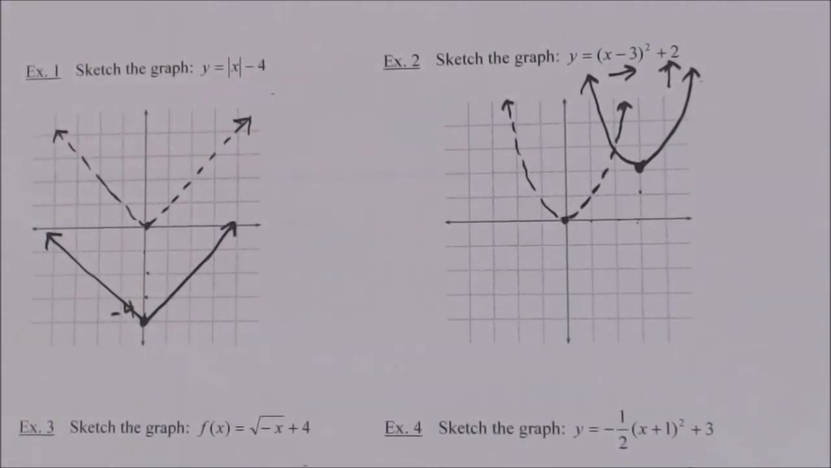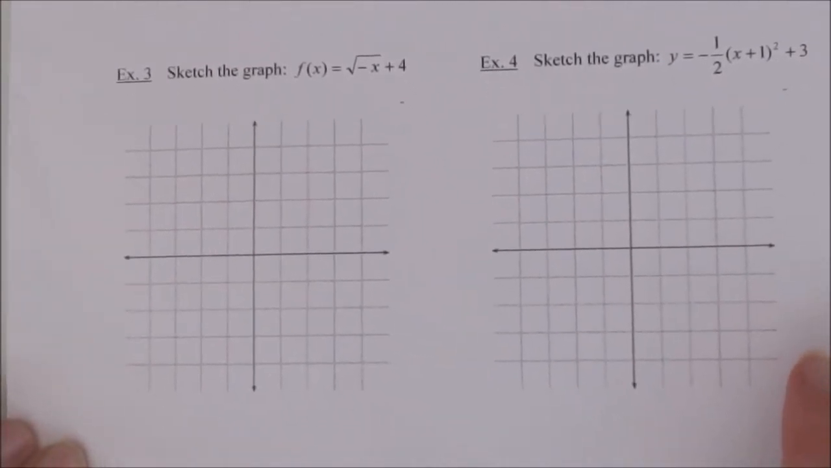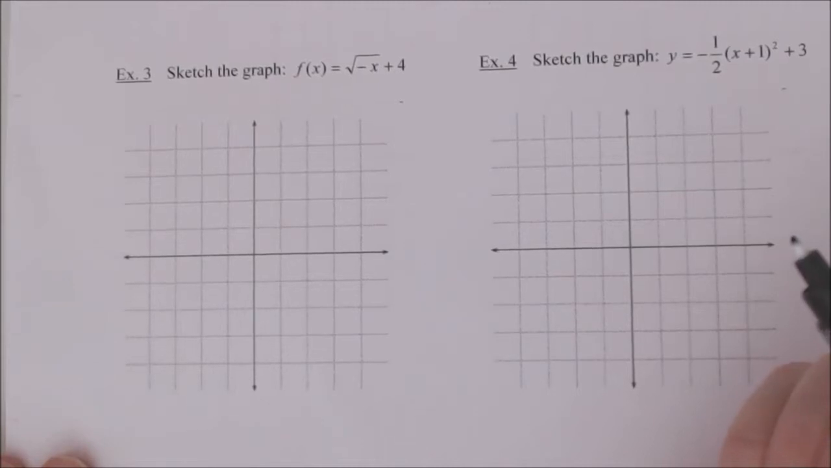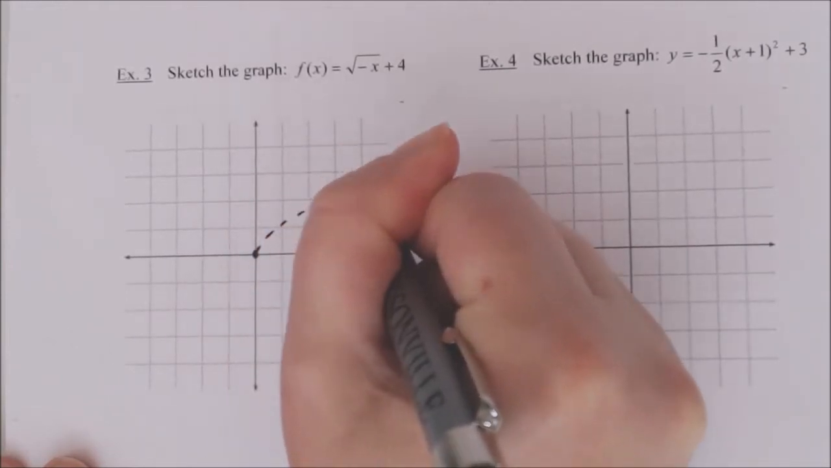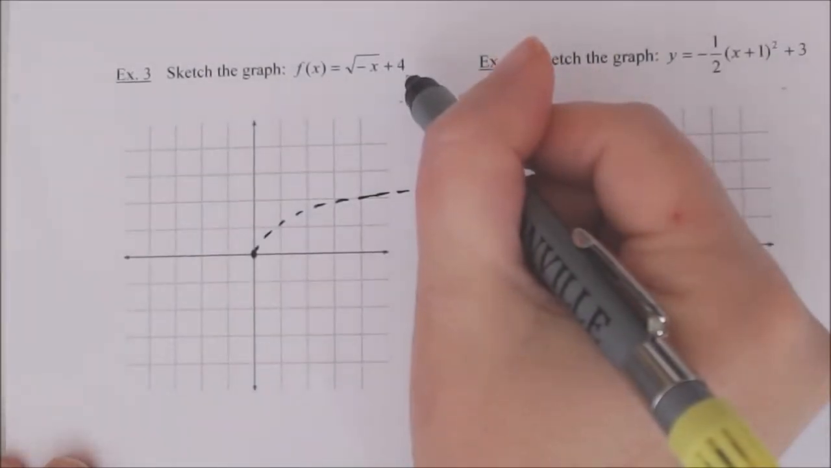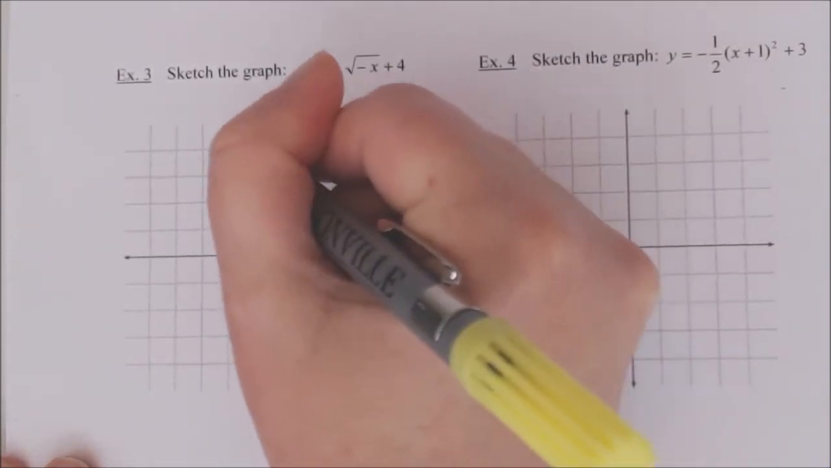Okay, number 3, first identify what function family this would be. You've got a square root, so it's going to be our square root function. Take a look at your handout. What does the square root parent graph look like? Remember, it goes through the origin and just opens to the right, like so. And then the +4, let's do that first. The +4 is on the outside, so it's going to be a vertical shift, so we're going to go up 1, 2, 3, 4 units.